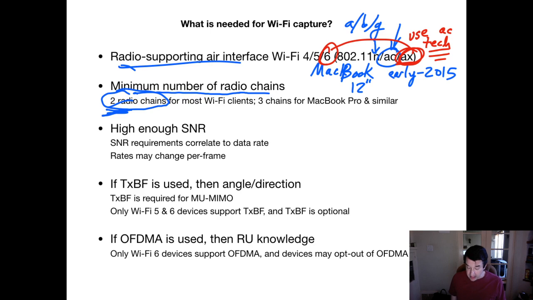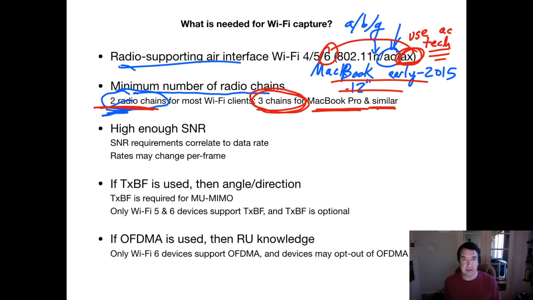But if you have a 2 radio chain laptop like I do, and the device you're trying to troubleshoot is a MacBook Pro or some other device that has 3 radio chains, then you might actually be screwed. Then you might actually be unable to capture the data that device is transmitting and receiving on the network. I do want to be clear, when it comes to the whole number of radio chains thing, this is for data frames only.